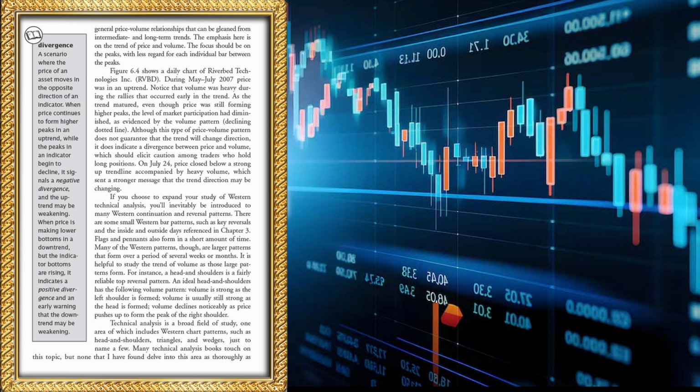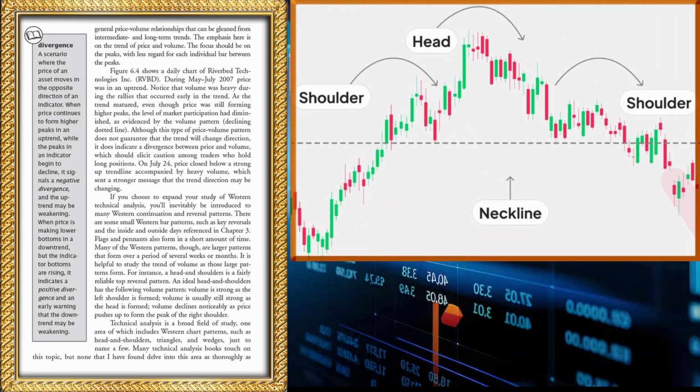For instance, a head and shoulders is a fairly reliable top reversal pattern. An ideal head and shoulders has the following volume pattern. Volume is strong as the left shoulder is formed. Volume is usually still strong as the head is formed. Volume declines noticeably as price pushes up to form the peak of the right shoulder.